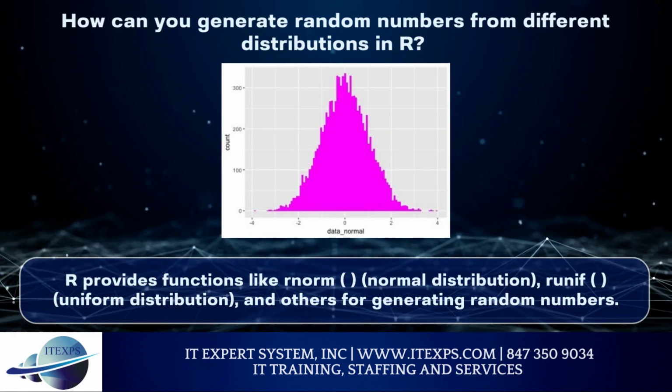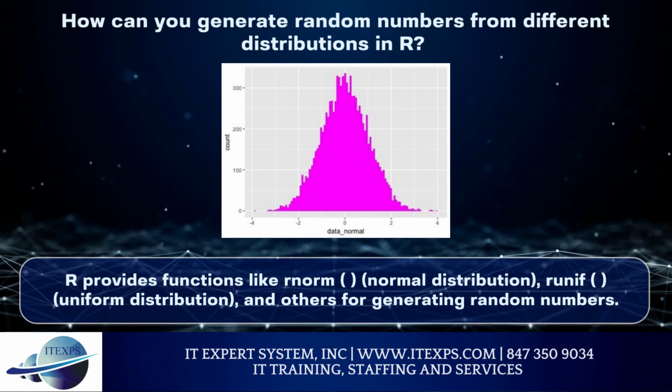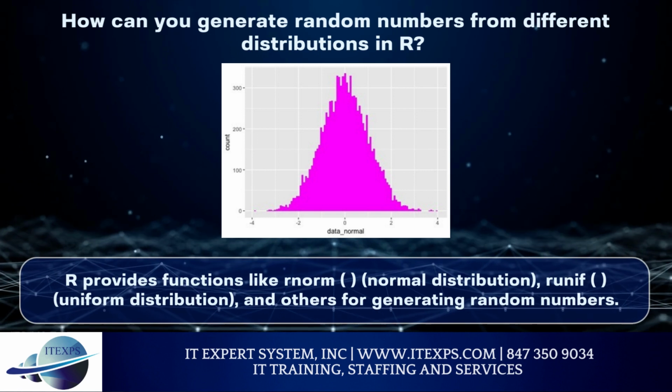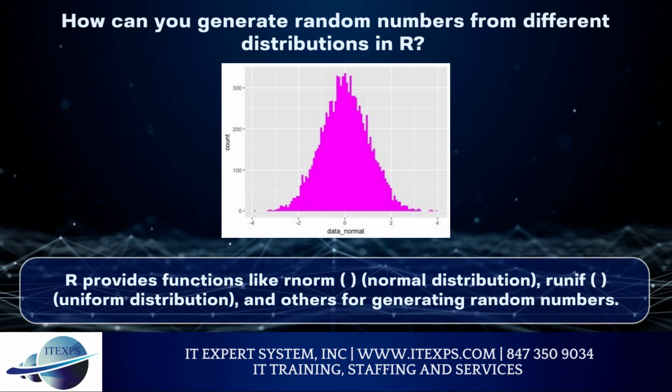How can you generate random numbers from different distributions in R? R provides functions like rnorm for the normal distribution, runif for the uniform distribution, and others for generating random numbers.